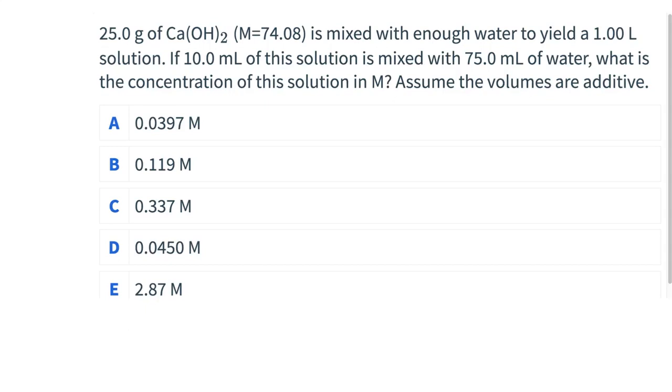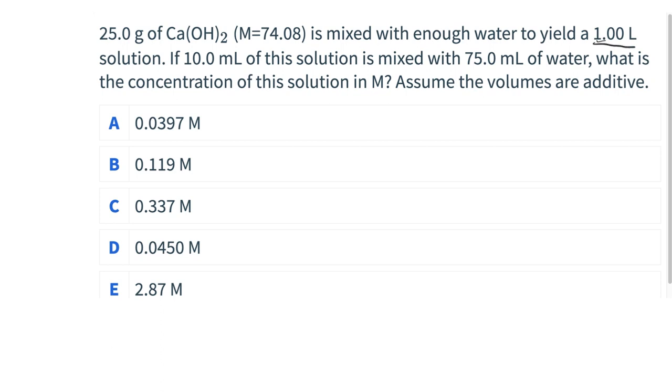Good morning, everyone. We're going to pick back up here towards the end of chapter 4, just a couple more topics to cover. This question here is going to show us a dilution step, also a solution preparation problem where we can work with the unit of molarity. So here we have 25.0 grams of calcium hydroxide being mixed with enough water to yield a 1 liter solution.